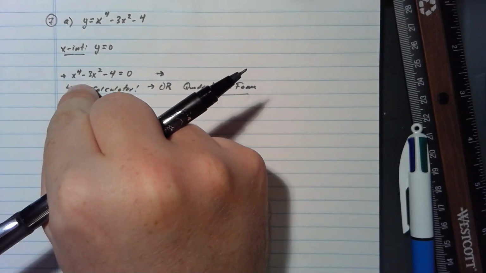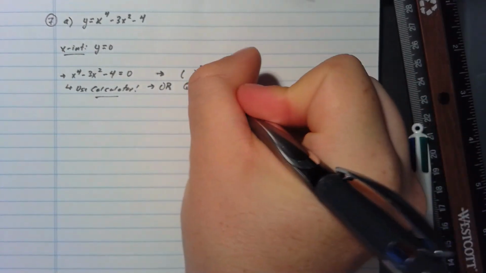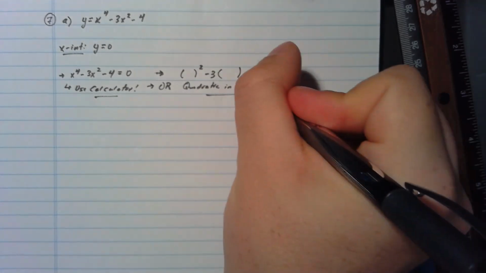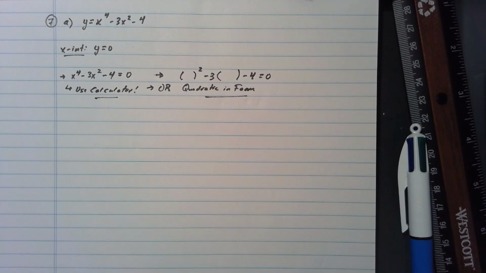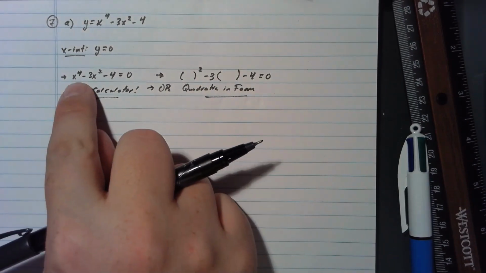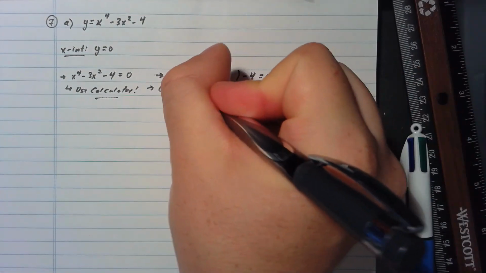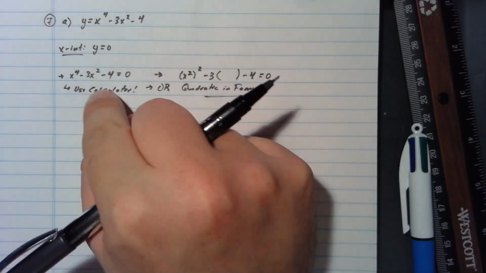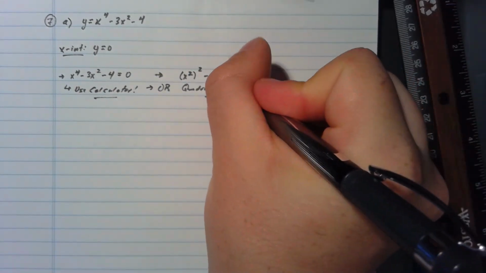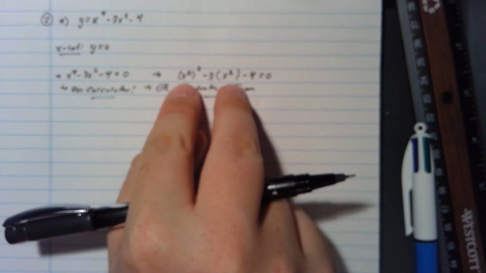So it's quadratic in form because if I look at it, it's some number squared minus 3 times a number minus 4 equals 0. So what would I put here to make this x to the fourth? Well, I could just put x squared there. Right? X squared squared is x to the fourth, and this x squared is still x squared. So as you can see, it's quadratic in form.